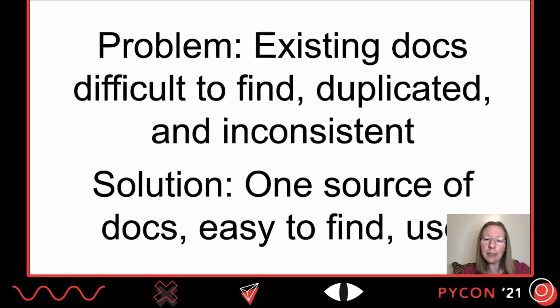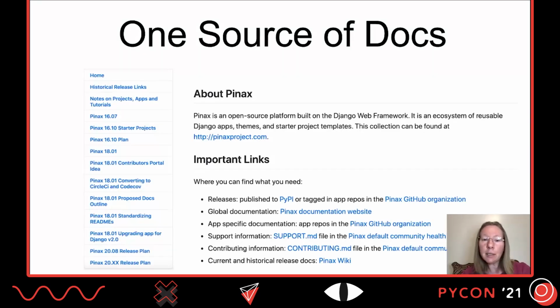The next problem was that the existing docs were difficult to find, duplicated, and inconsistent. And the solution was to create one source of documentation that would be easy to find and use. There were bits of documentation here and there, some forgotten and some private. Pinax has a wiki, so I organized the historical docs, links, and new release plans in the wiki, and added a blurb to the top of the repo readmes to make all of the docs more discoverable, including global docs, app-specific docs, tagged and published releases, support and contributing information, and release docs.